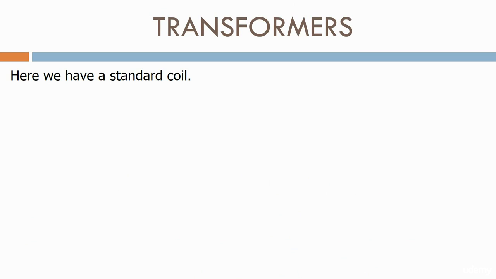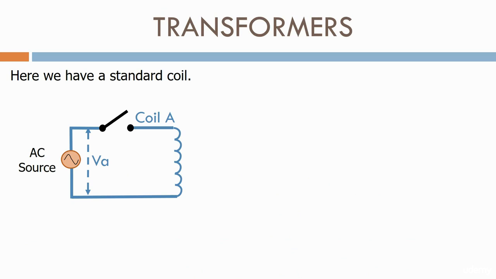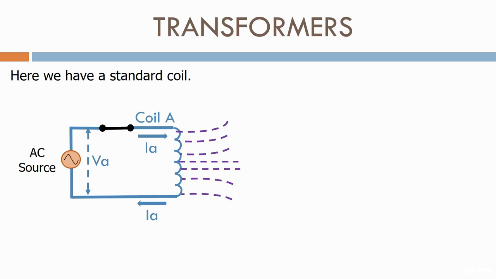Here we have a standard coil. Here we have a coil fed from an AC source and controlled by a switch. When we close the switch, current flows through the coil and the coil becomes magnetized with an alternating magnetic field.